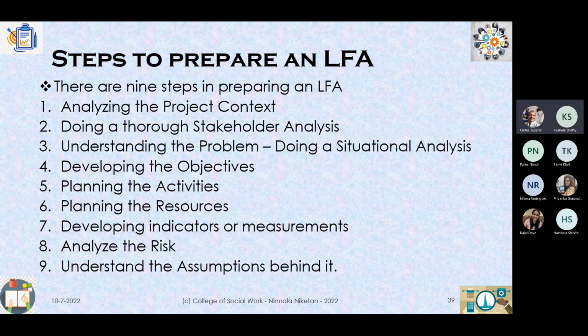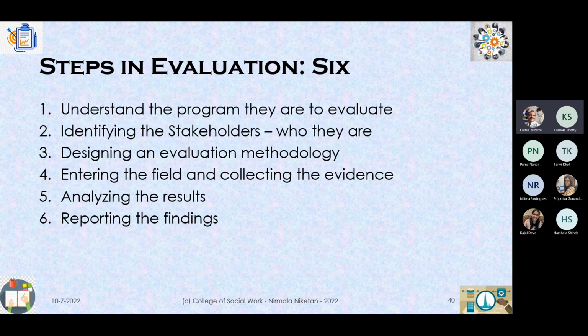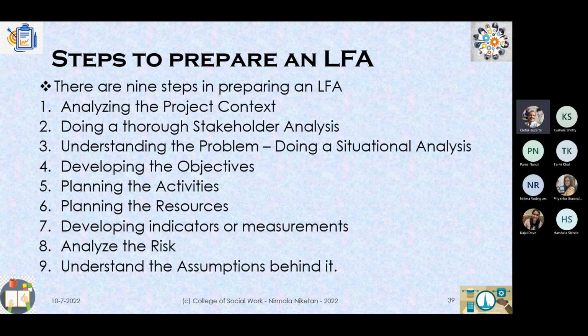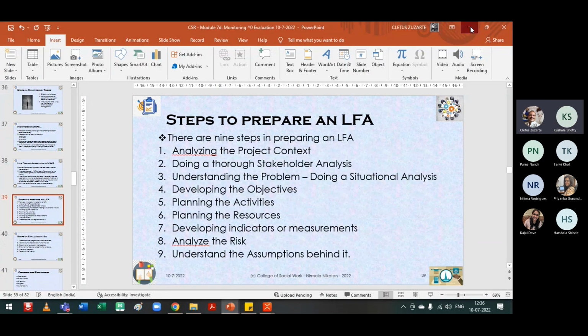You looked at analyzing a project context through a problem, by doing various kinds of analysis, like stakeholder analysis, problem analysis. You developed the objectives, you looked at activities, you looked at the resources in terms of inputs, and then you also looked at certain indicators and you analyzed the risk. Now you began to understand the assumptions behind it. Now, what we will do is look at how we can take this forward. I've jumped to evaluation; I'll come back to this again. I will just open up the Excel sheet and lead you to that. Give me a minute.